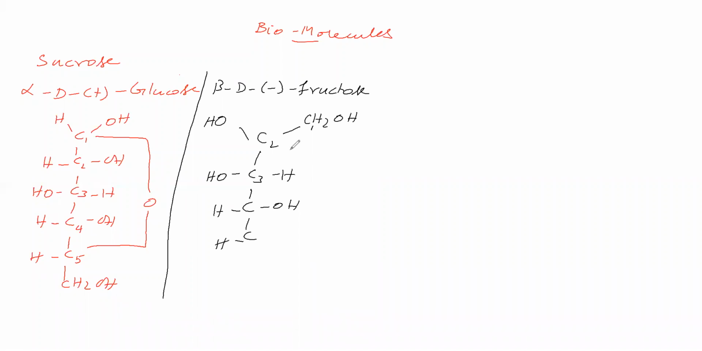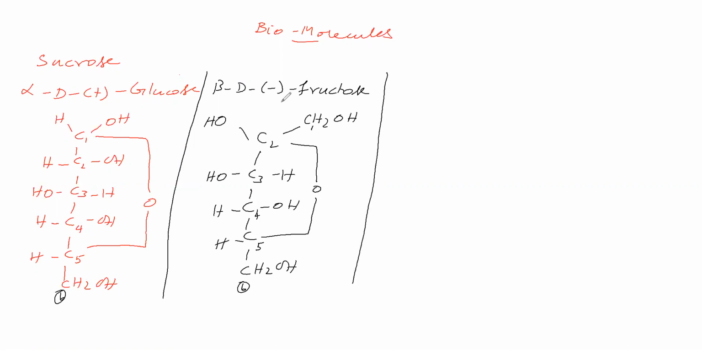Between the fifth carbon and the second carbon there is an ether linkage. Then the sixth carbon is CH2OH. This is beta D minus fructose.